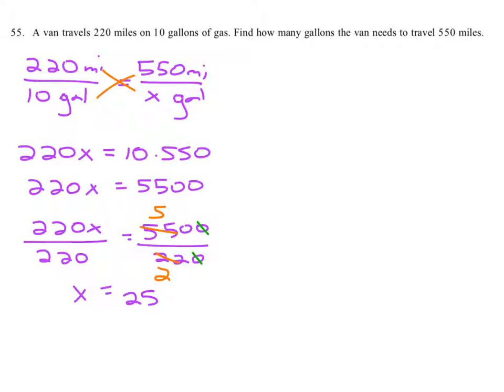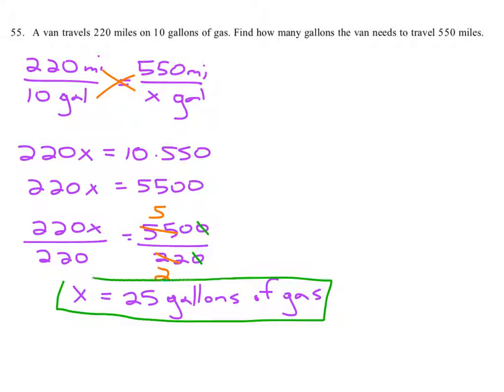And since we know this is a word problem, we know what this number is representing. It's representing the number of gallons. We write x equals 25 gallons, or x equals 25 gallons of gas, if you want to be a little bit more specific. Okay, and doing that will demonstrate that you understand that you're solving a word problem and you know what it is that you found.